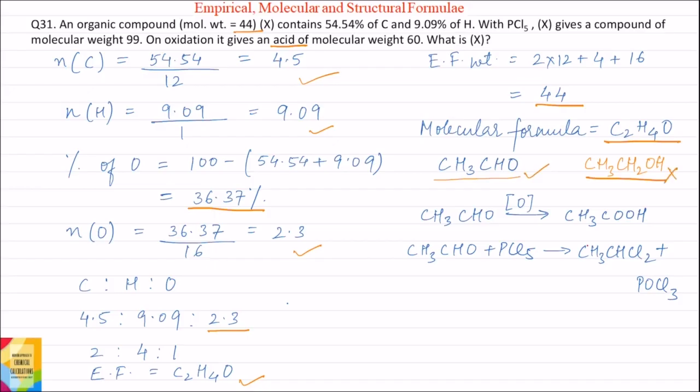Now the given reactions: CH3CHO on oxidation gives CH3COOH, and if we find its molecular weight, it is 60. And CH3CHO with PCl5 gives CH3CHCl2 plus POCl3. Now if we calculate the molecular weight of CH3CHCl2, it will be equal to 99. Therefore, the given compound is acetaldehyde.